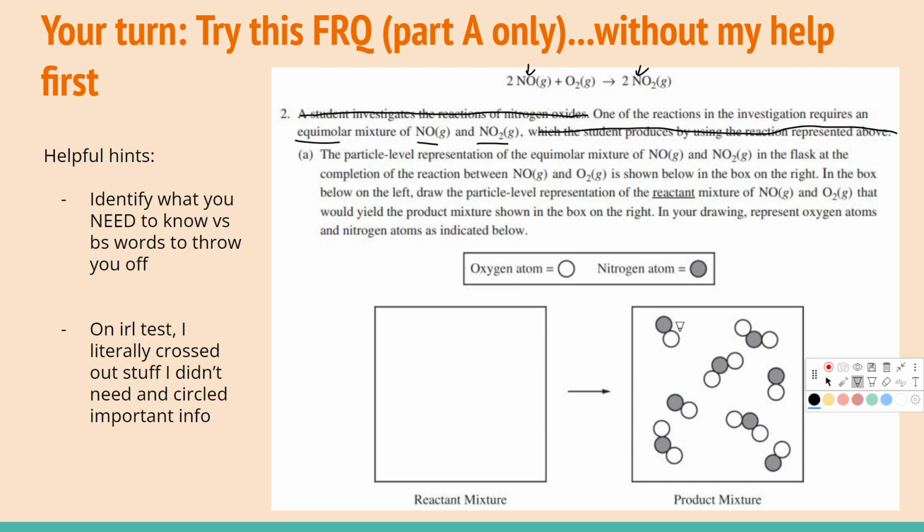So we have a particle representation, great. We have the equimolar mixture, cool. It's in a flask at the completion of the reaction with NO and O2. So we have used some of both of these things in order to make the NO2s that exist here. In the box below on the left, we're going to draw a particle representation of the reactant mixture that would yield this. All right, and so we have this key here. So we're drawing the particle level, and then we're doing the reactant mixture that would yield the product.